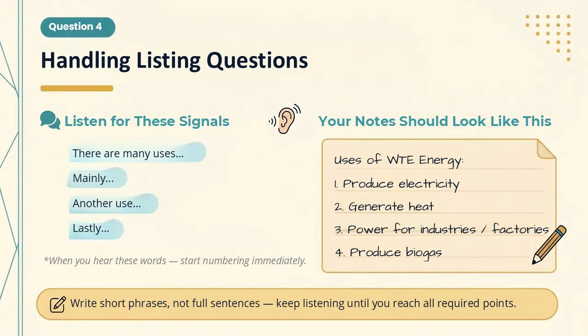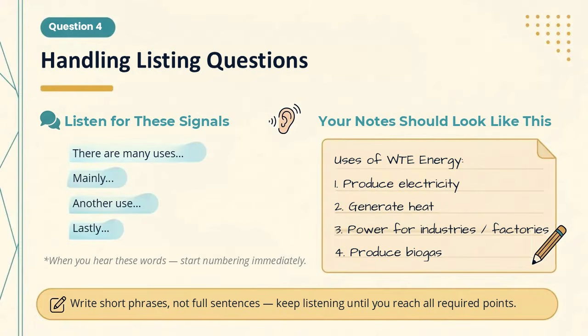When you hear the speaker say, there are many uses, mainly, another use, lastly, you should immediately start numbering your notes. Write: 1. Produce electricity. 2. Generate heat. 3. Heat or power for industries and factories. 4. Produce biogas. Tip: do not write long sentences. Write short phrases. In the exam, the answer does not need to be beautiful. It needs to be clear and correct.